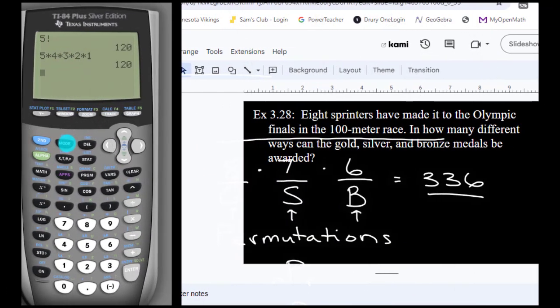To show you how to do this on the calculator, we're going to put in the 8 first from the 8P3, and then we're going to go to our math button again and go over to PRB, and choose that second option for a permutation, and then put in the 3. We're going to hit enter, and that will give us the same 336 that we had when we did it by hand. So that's going to be another valuable tool for us, that we can have the calculator do some of this work for us.